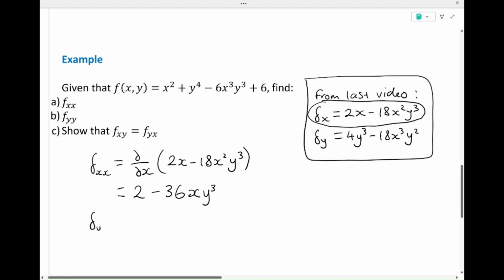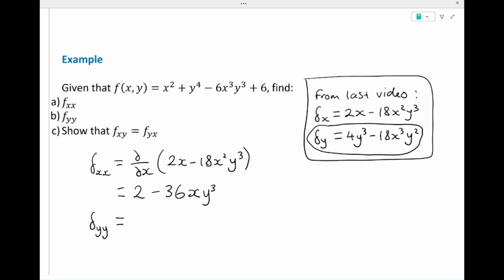Now let's do the second partial derivative with respect to y. This time I'm going to use my second result from last video. So let's start with the 4y cubed. It's got y in it, the power is 3. We multiply by 3 to get 12. And then it's going to be y squared.